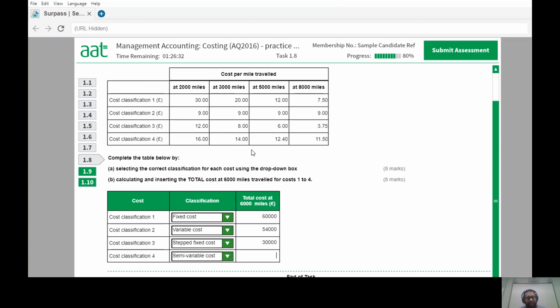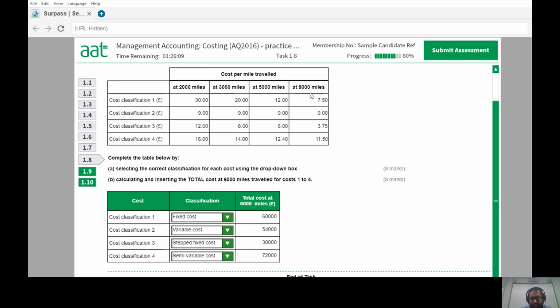So it proves our calculation was correct. But now let's apply that to 6,000 units. So 6,000 units multiplied by 10 gives me a total variable cost of £60,000, plus the fixed cost of £12,000.